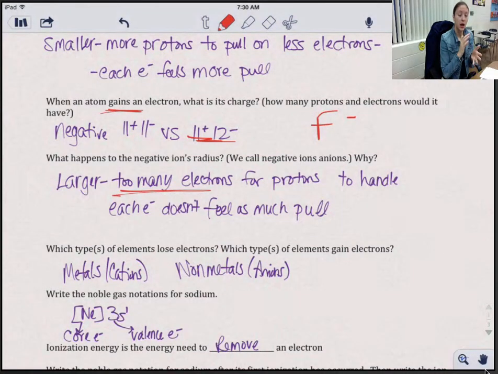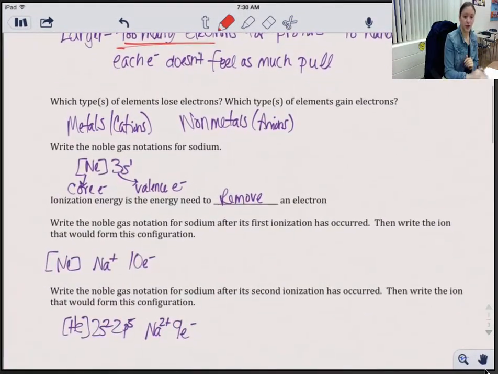And that's within the same element. We're not comparing F- to Cl- to I-. We're talking about F compared to F+ or F compared to F-. Now, we're going to use these for the next few chapters.